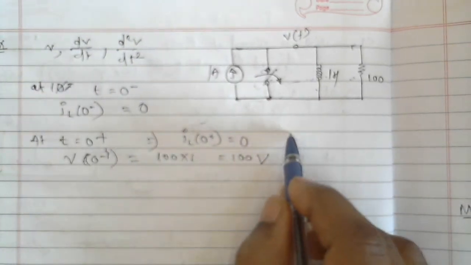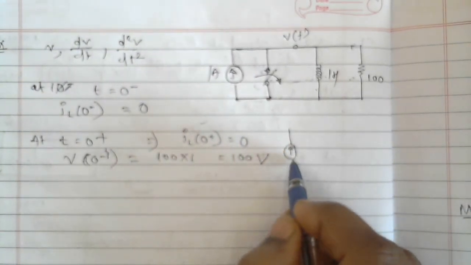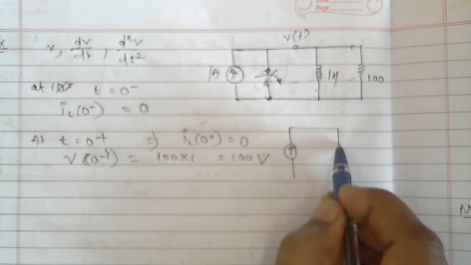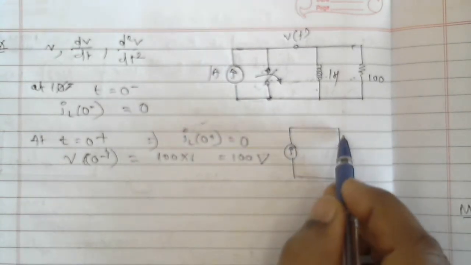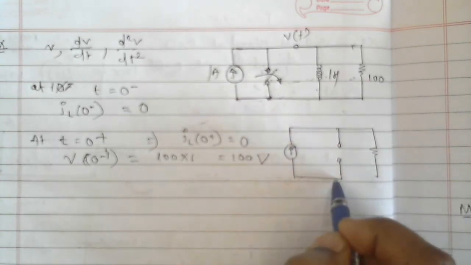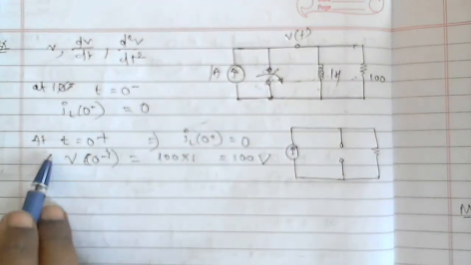I have not drawn. It can be like this. See, this is the circuit, meaning the inductor will act as an open circuit as it opposes sudden change in current. Resistance will remain as it is. Okay, for this particular condition.